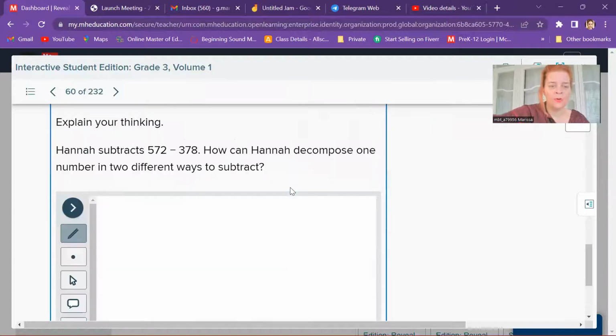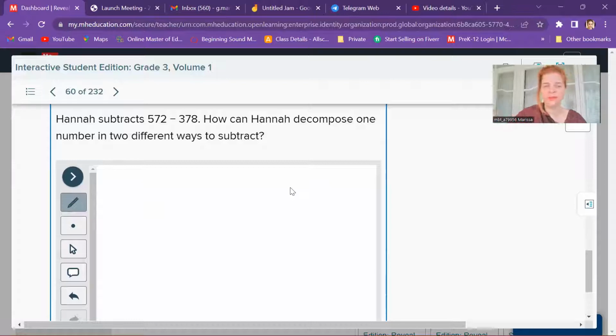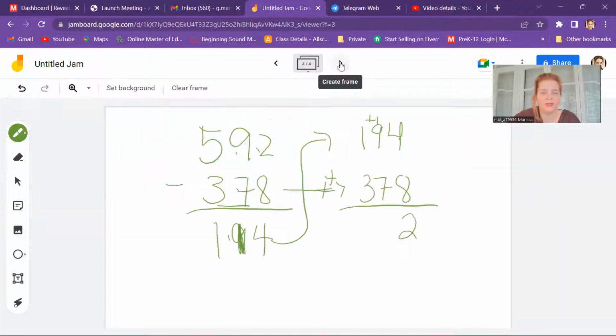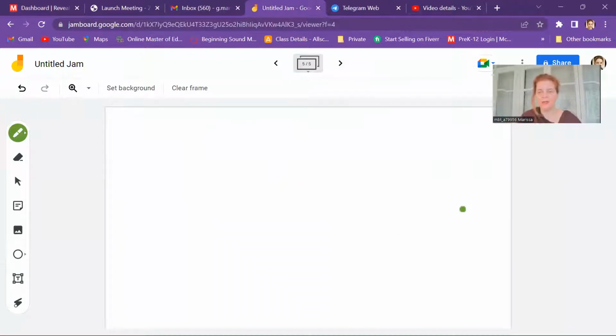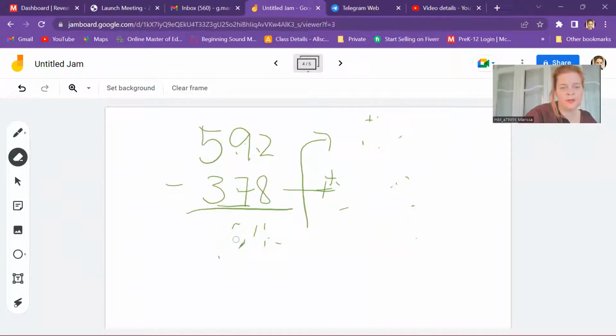Okay, so going down here, we are going to subtract 572 from 378. But I'm going to use a Jamboard because the Jamboard is easier for me to show you. There's more room on the Jamboard. Okay, I'm gonna erase this one. How can I erase this one? This was Miss Marissa with pencil scratches before. Okay, so actually I could use that slide. The same thing. Here, I will erase this part.